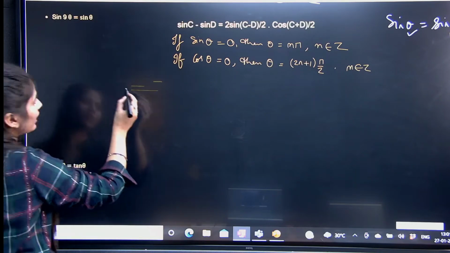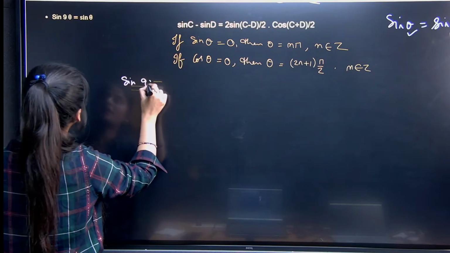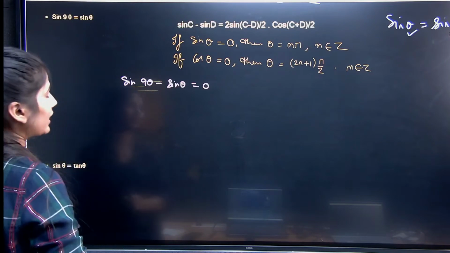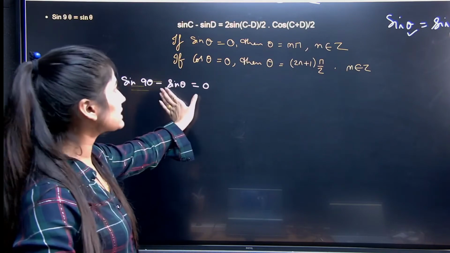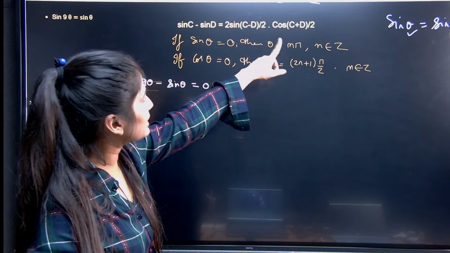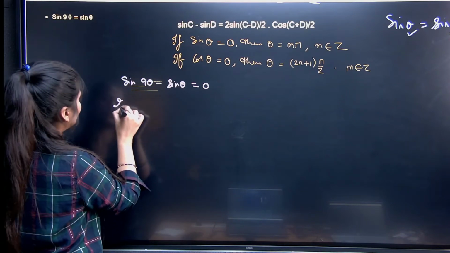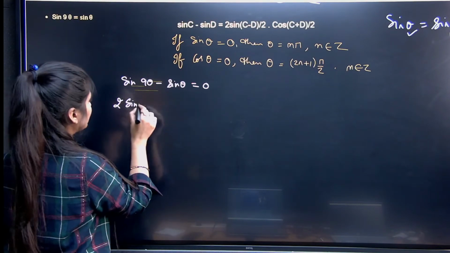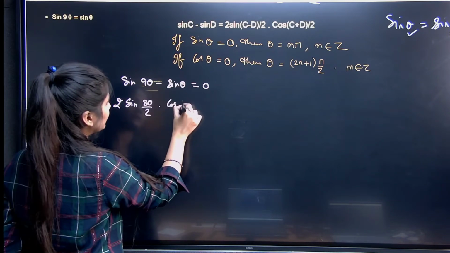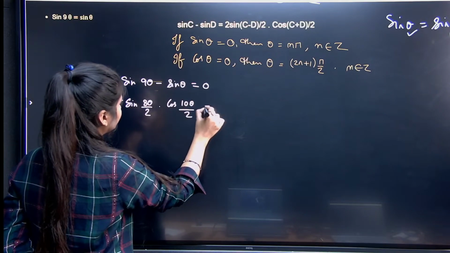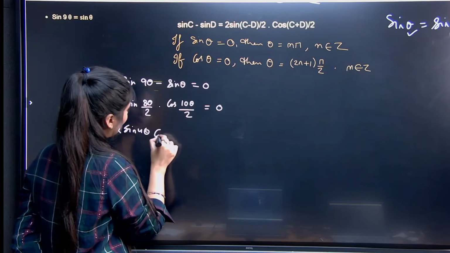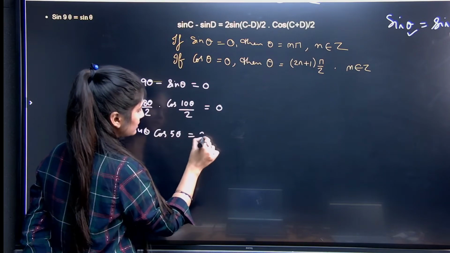So what we have to do here, we have to write it like sine 9 theta minus sine theta is equal to 0. Now it is sine c minus sine d form, which is 2 sine c minus d by 2 into cos c plus d by 2. So we can write 2 sine 8 theta by 2 into cos 10 theta by 2. So it is 2 sine 4 theta cos 5 theta is equal to 0.